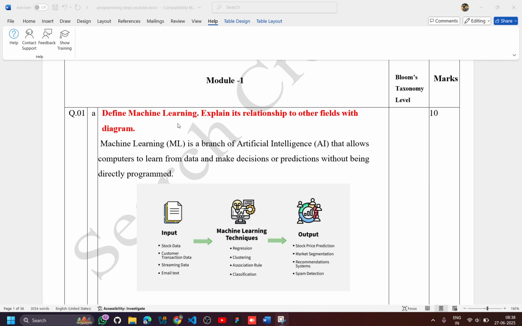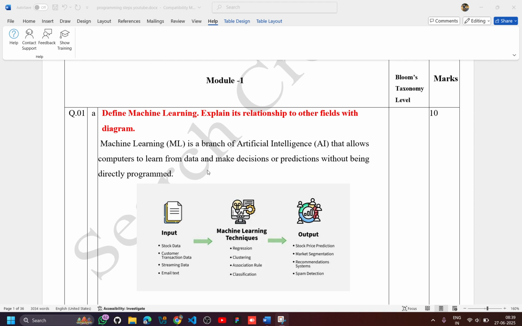See what the actual meaning of machine learning is. The answer goes like this: machine learning is a branch of artificial intelligence that allows computers to learn from the data and make decisions or predictions without being directly programmed. Programmed means explicitly programmed. Let me take an example to understand what machine learning actually means.